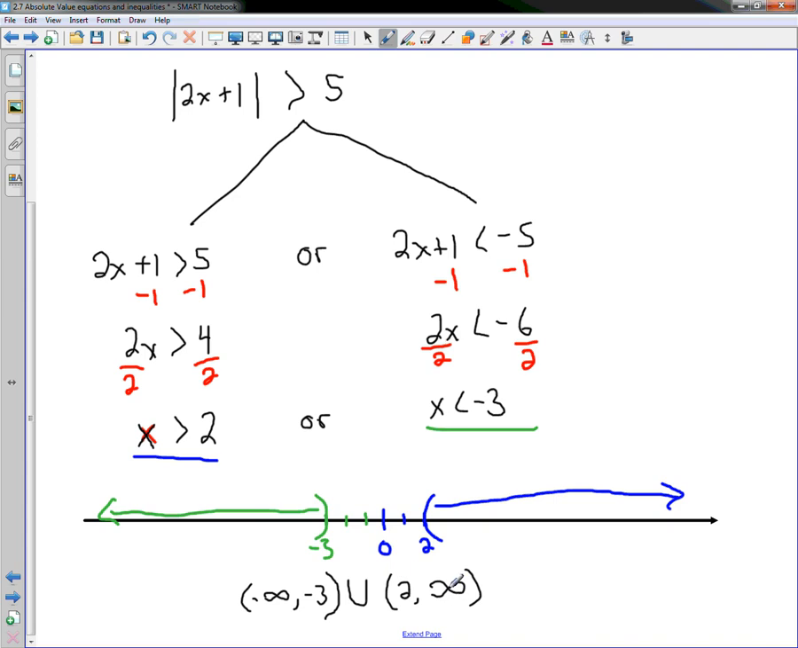Okay, so that's going to be part 1 of 2.7. I'm going to break it up into 2 videos. Part 2, we'll go through a couple more inequalities and some more equations. So please check out part 2.